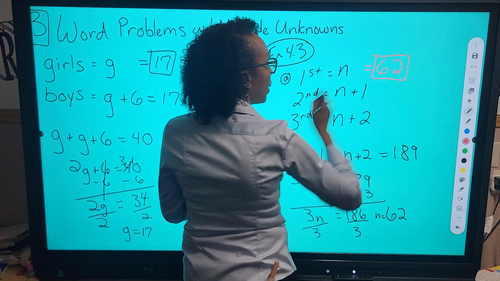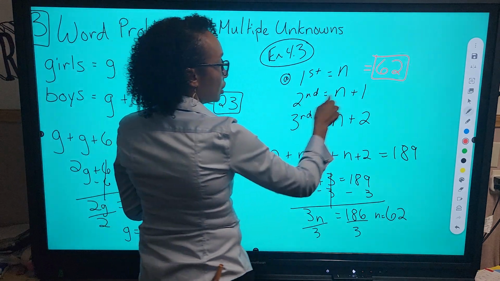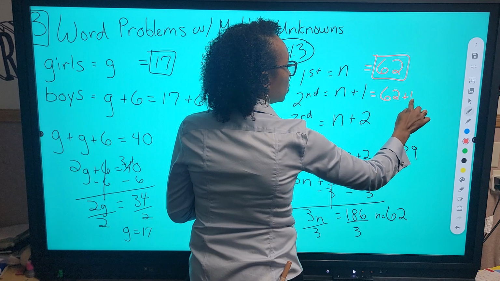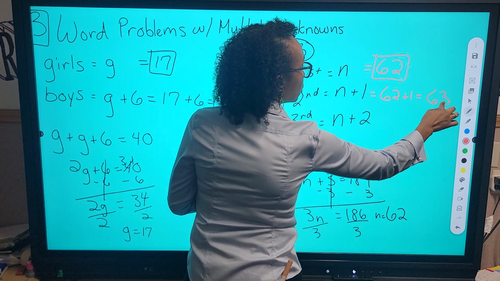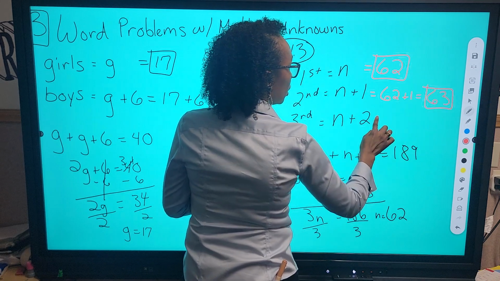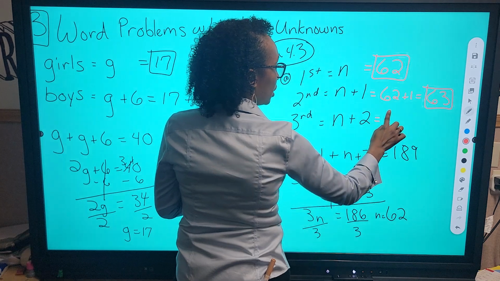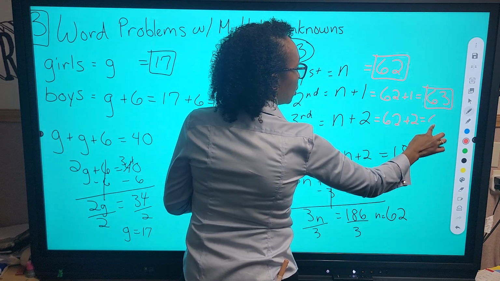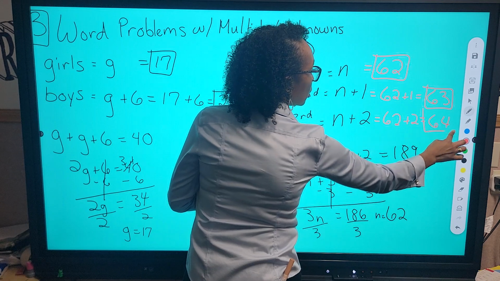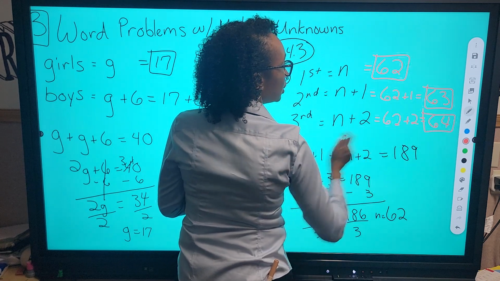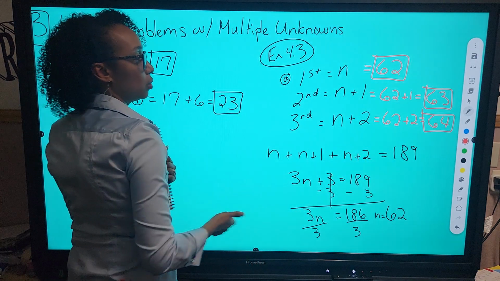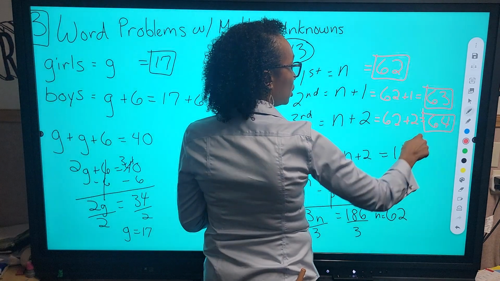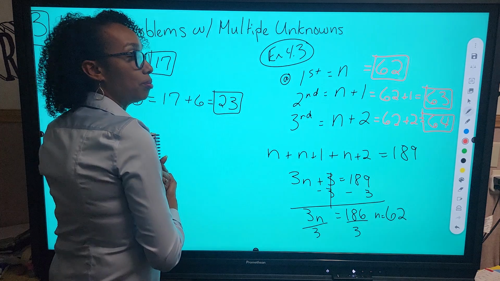Okay? Now I can find the other two. The second number is going to be n plus 1. So 62 plus 1 gives me 63. And my third number, I know what n is, 62 plus 2 this time equals 64. So I now have my three consecutive numbers, 62, 63, 64, and we can double check it by adding them together to confirm that we get 189.